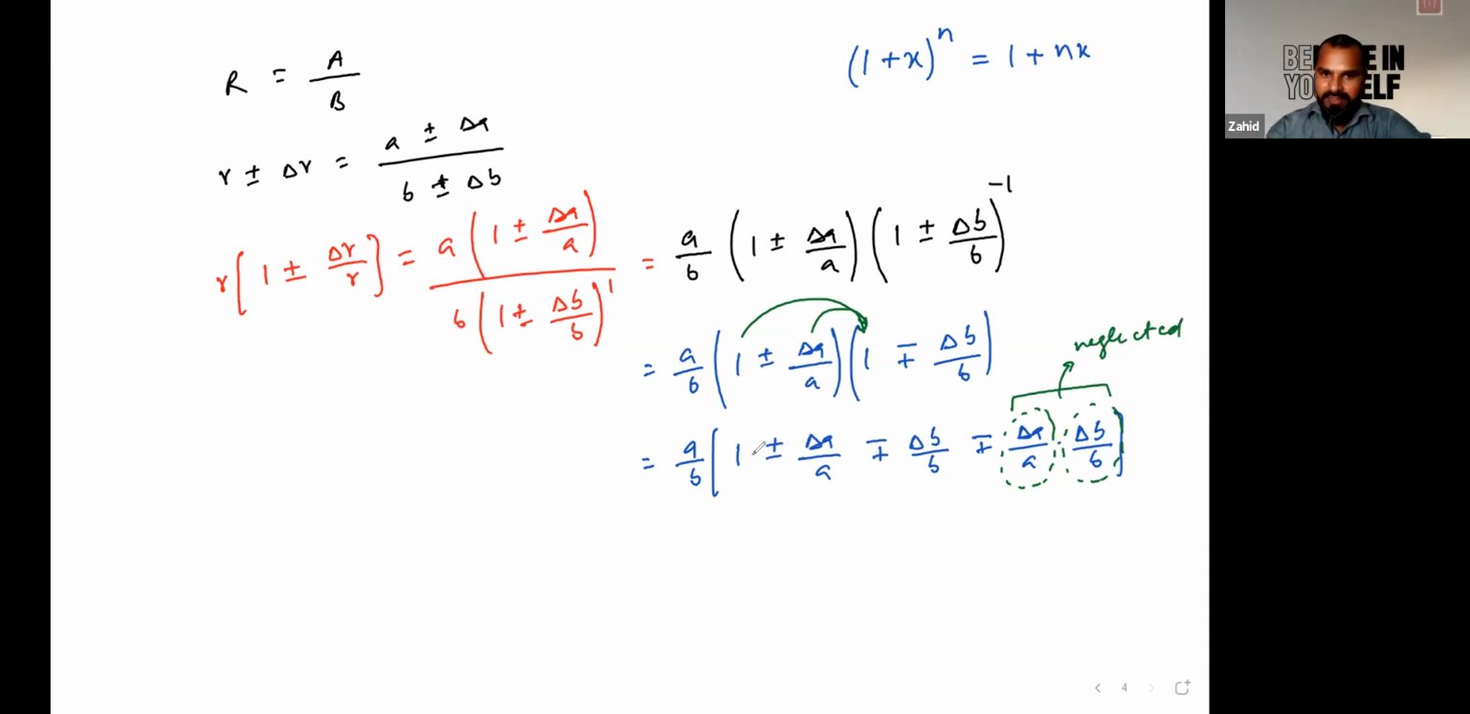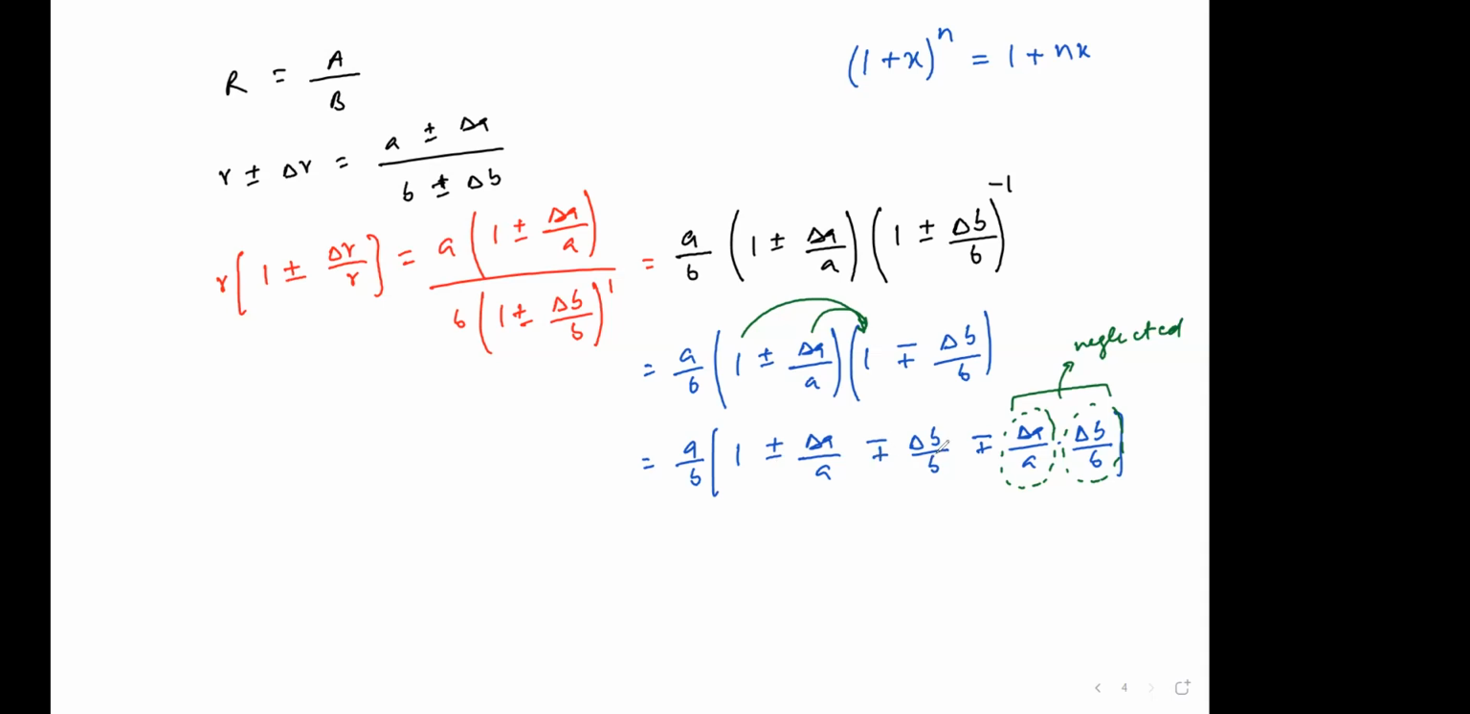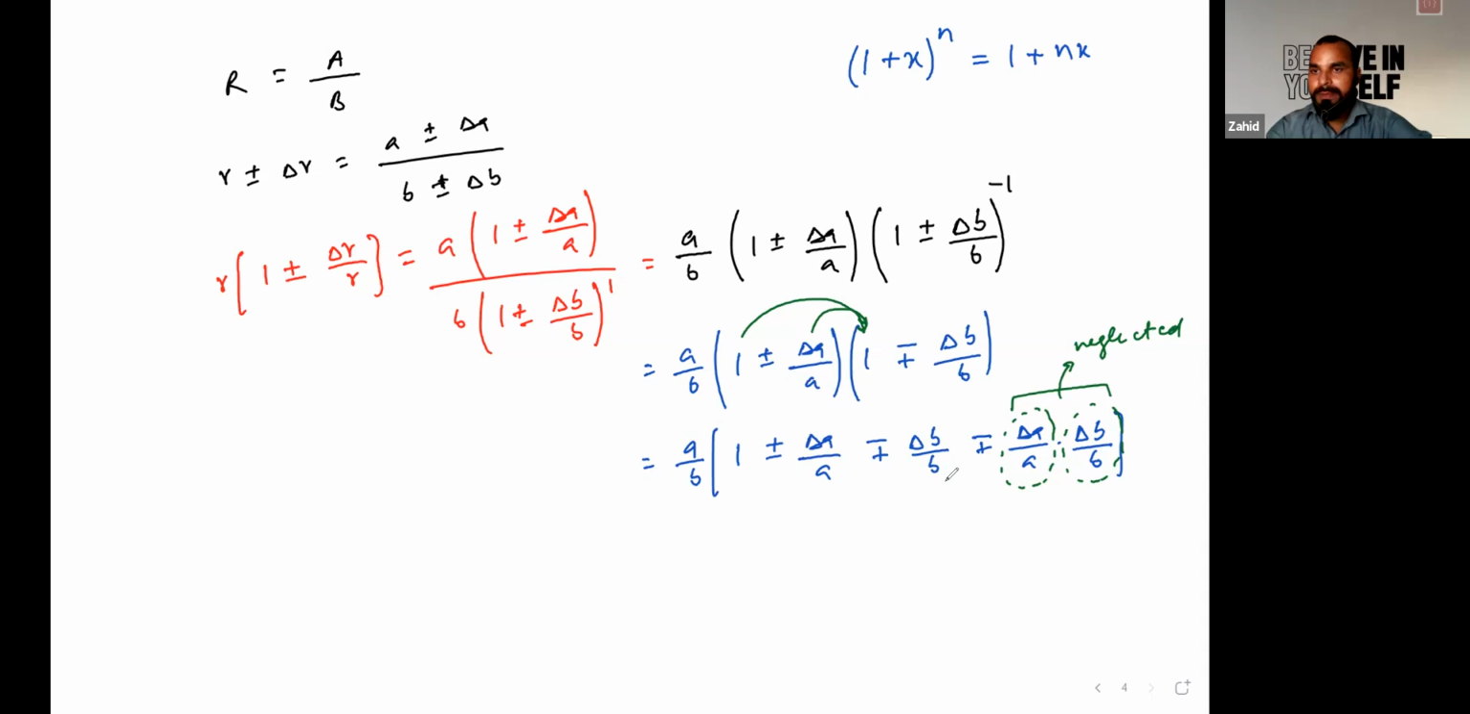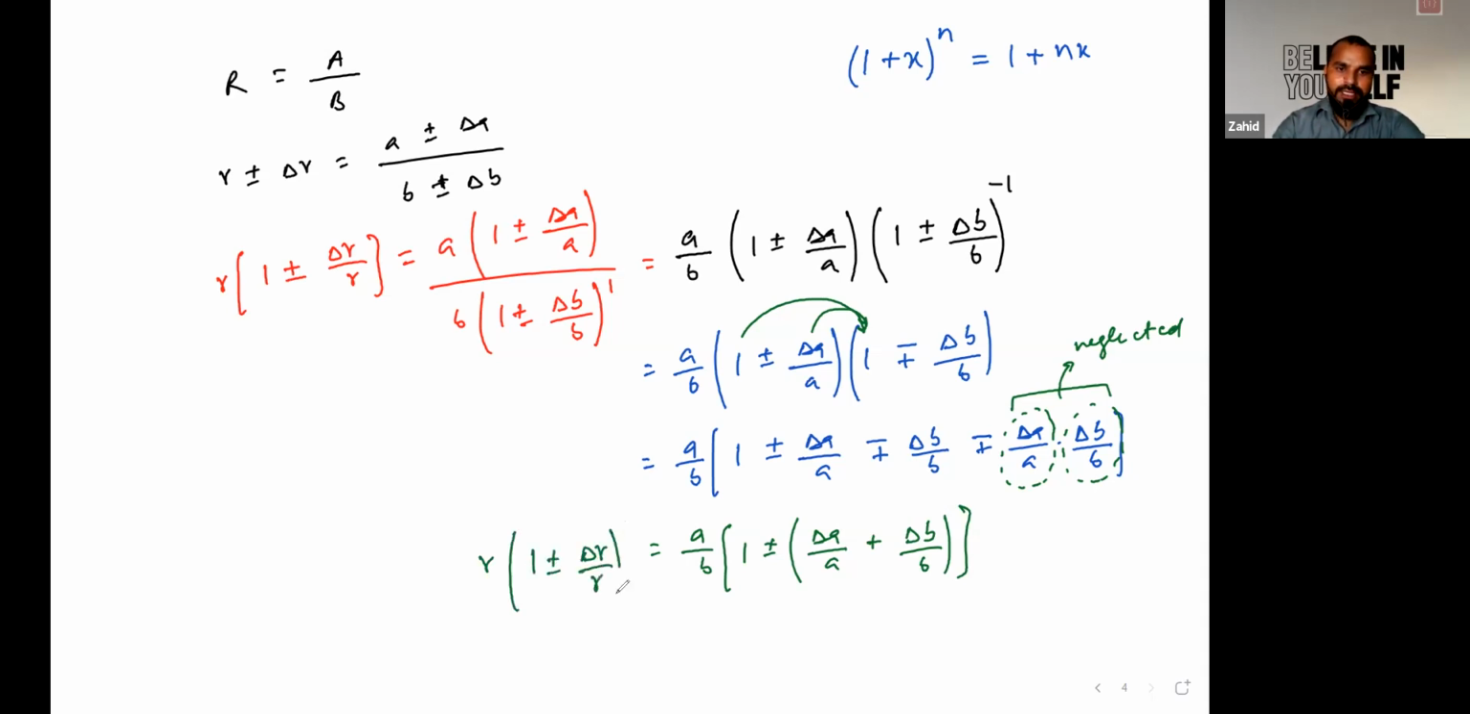Now we have this as plus minus and this as minus plus, but error can always be added. So we take plus as common from either part. So we're left with A over B, 1 plus minus times delta A over A, and here it will be plus delta B over B times this. And on the left hand side we have 1 plus minus delta R over R. So from this particular result, on comparing, we can say R is equals to A over B, and delta R over R would be equals to this part.